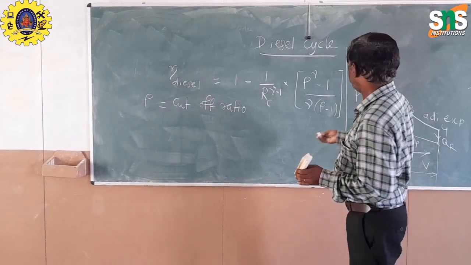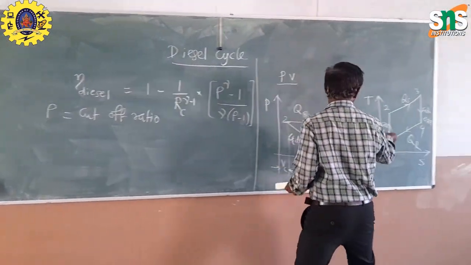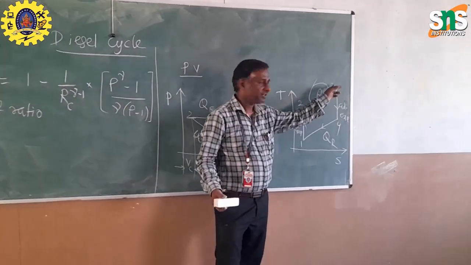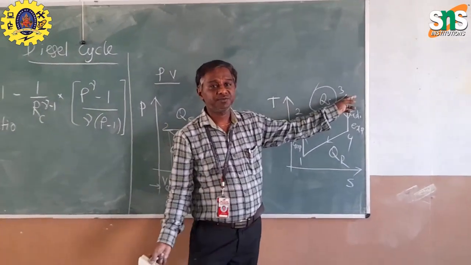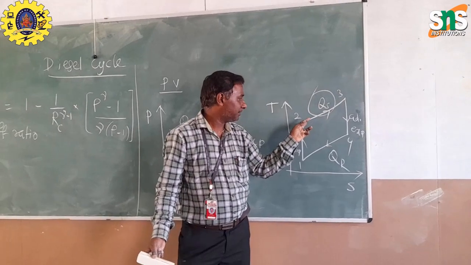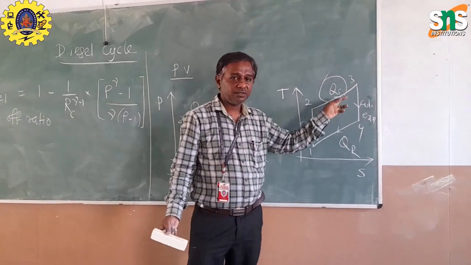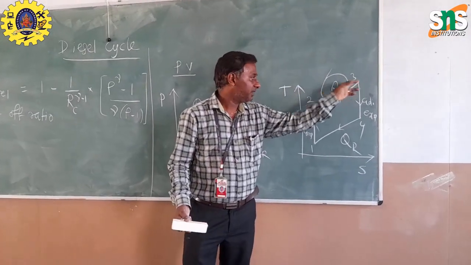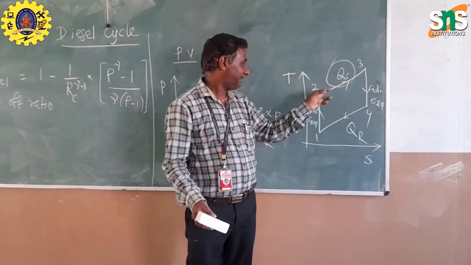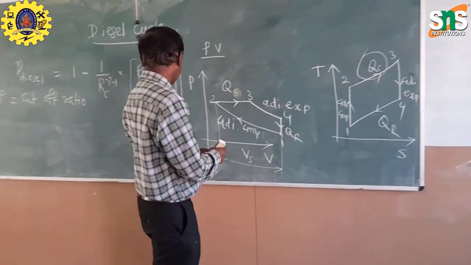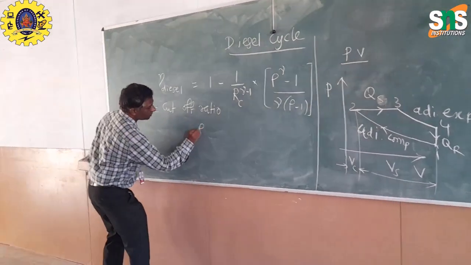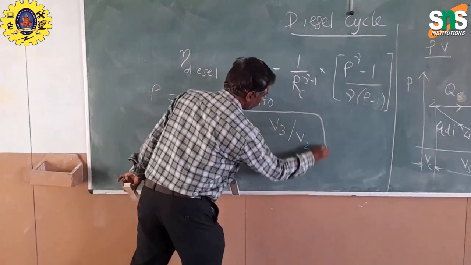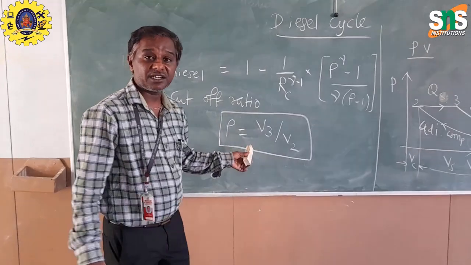Let's consider only the heat supply process, that is 2 to 3. The cutoff ratio is the volume at which the heat supply is stopped. That means at point 3 the heat supply is stopped, and it starts at point 2. So simply I can write the cutoff ratio is equal to V3 by V2. So this is the cutoff ratio.